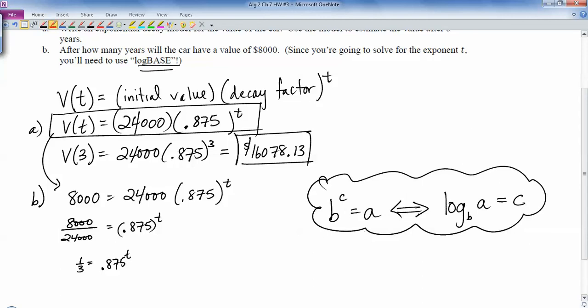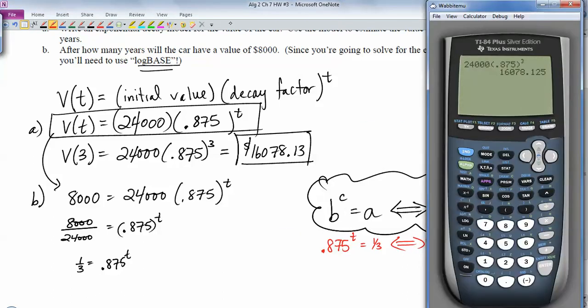So let's take a look at what our base is. The base is 0.875. The c is the t, and the a is 1/3. So then when I rearrange this thing, I'm going to write log base 0.875 of a, which is 1/3, equals c, which is my t. And then this I can plug into a calculator.